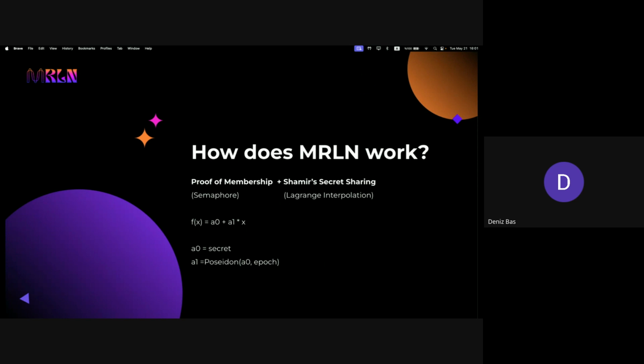You can limit the number of interactions with the system per epoch, where an epoch is some period of time, for example, 1 interaction per second. You can think of this as a slow down mode on Discord or any other social application. Here in the example we have a linear polynomial, with a0 being the secret and a1 being the Poseidon hash of a0 and epoch. With this, we don't need to generate a new polynomial for every epoch, as the coefficient is derived by hashing the secret and epoch together.